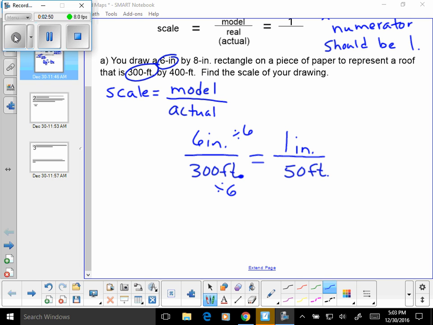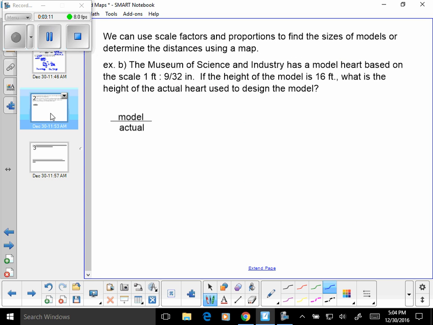Now sometimes they will write that as 1 inch equals 50 feet. Sometimes they will put it in more ratio form using the colon. So you have to be able to recognize it in whichever form they show it to you. One of the ways in which we use scale factors is to find the sizes of models or to determine the actual distances if we're using a map. Yeah, I know GPS probably gives this to you, but once upon a time we actually did this with a map, okay?